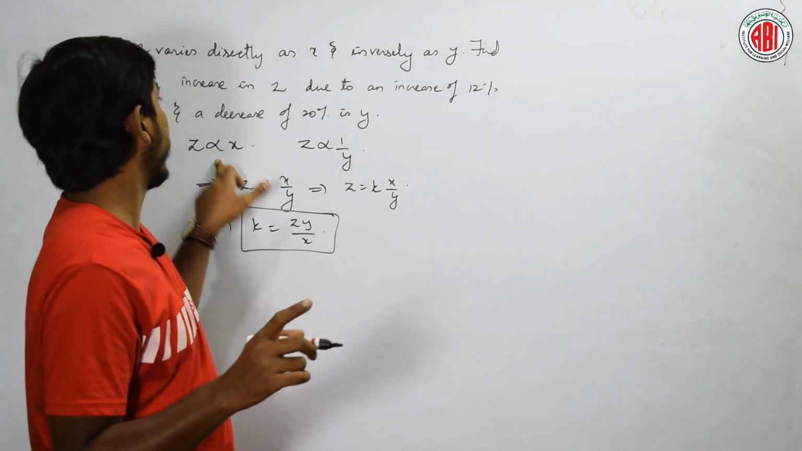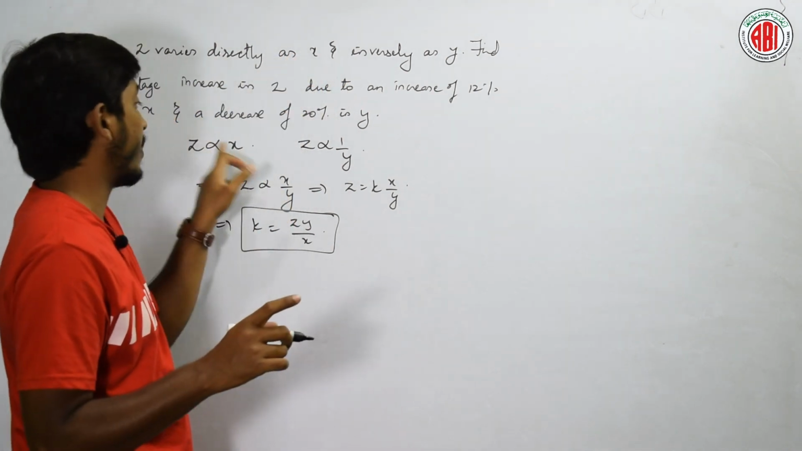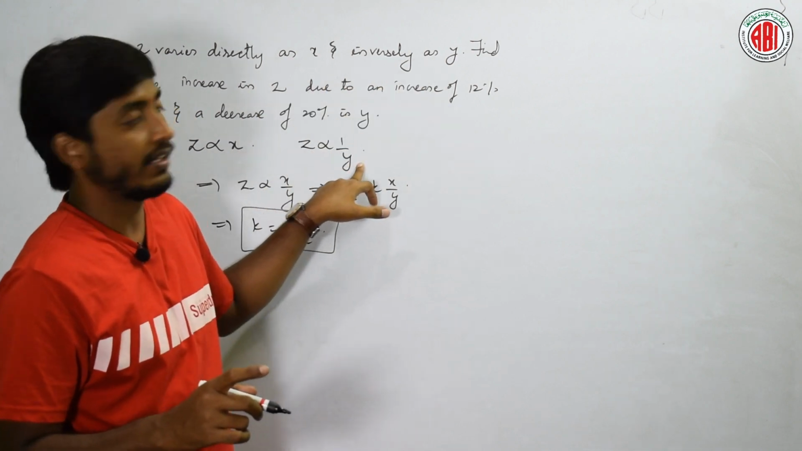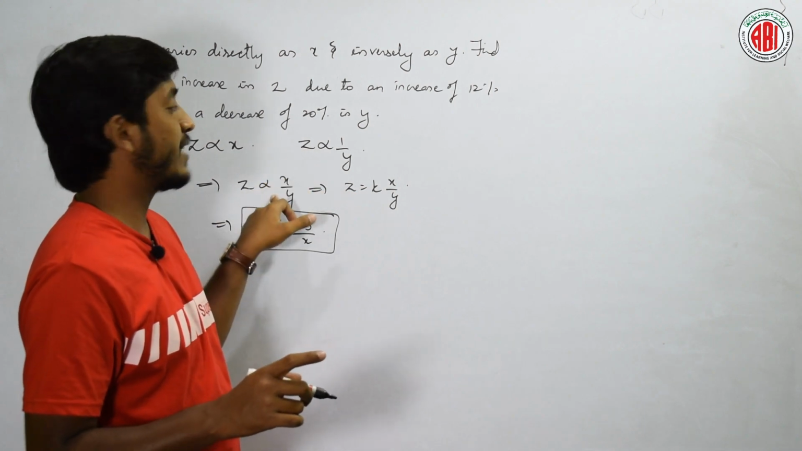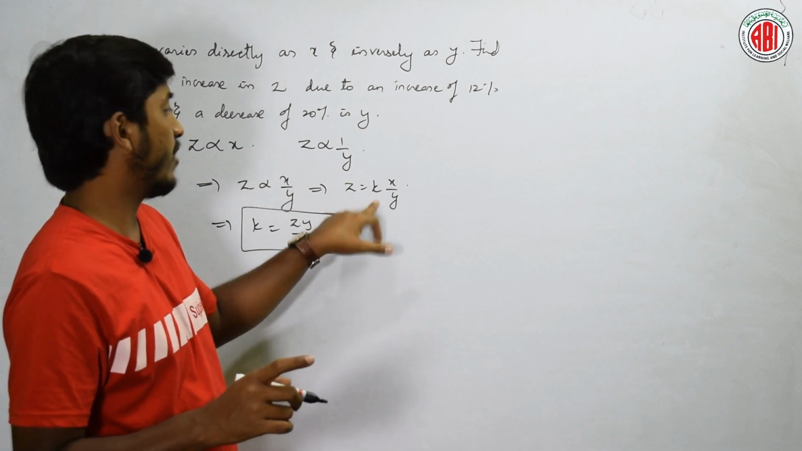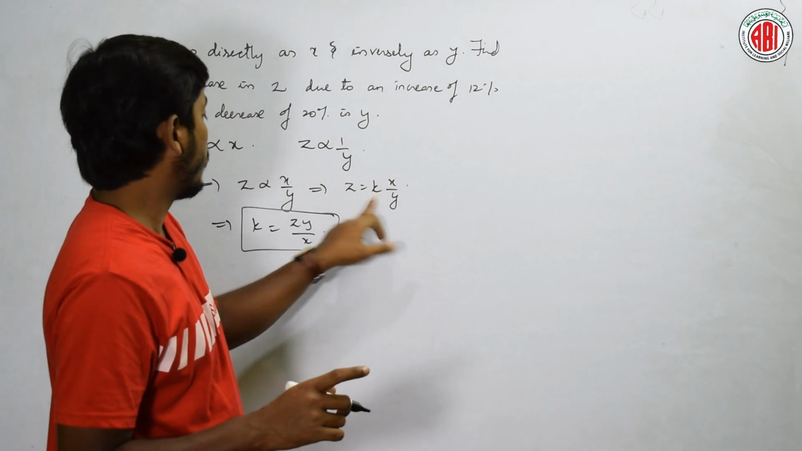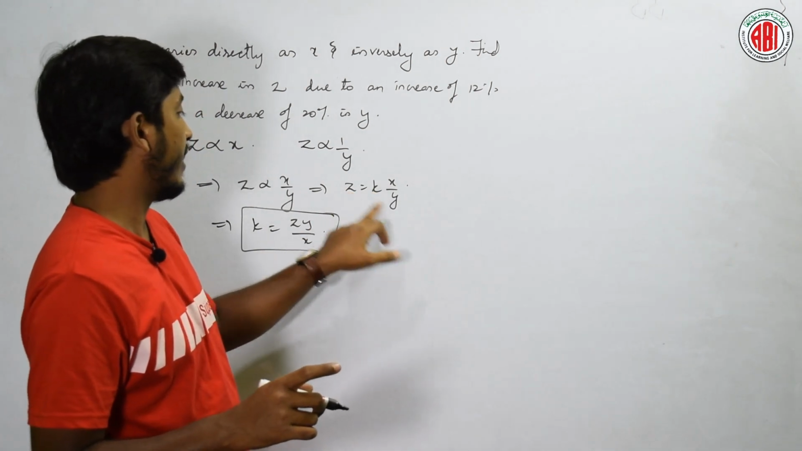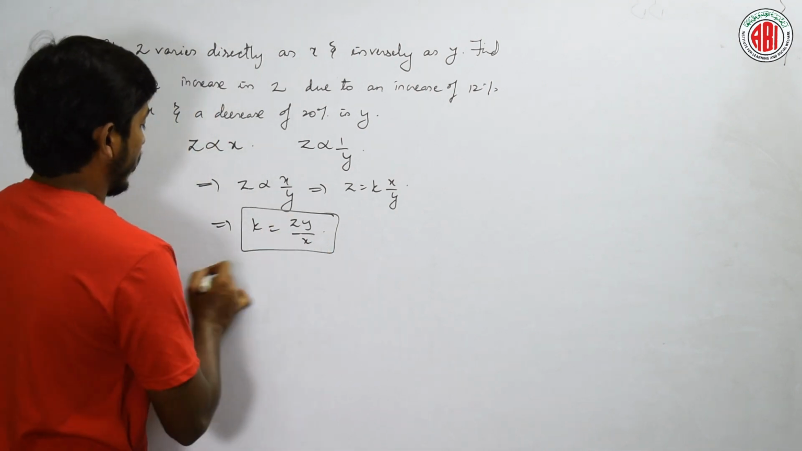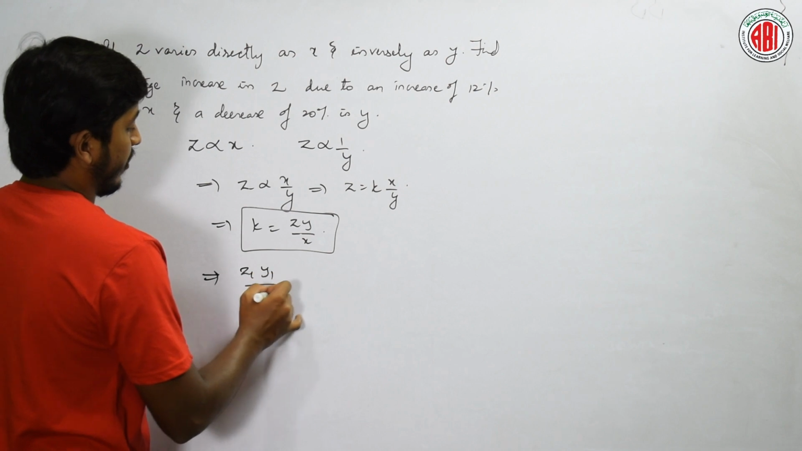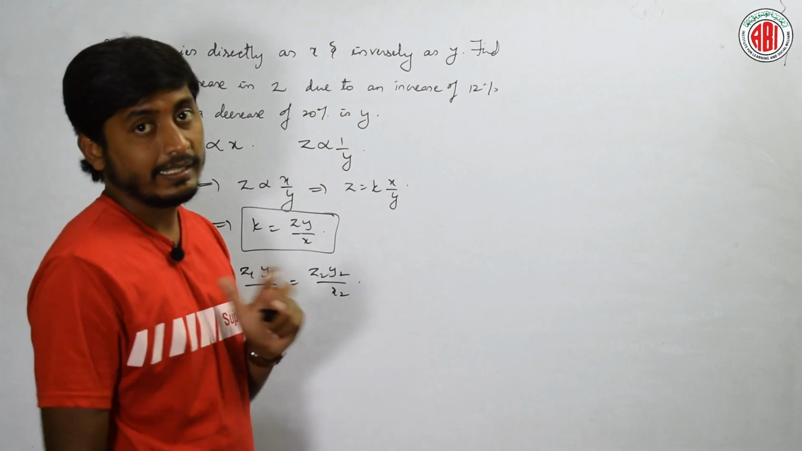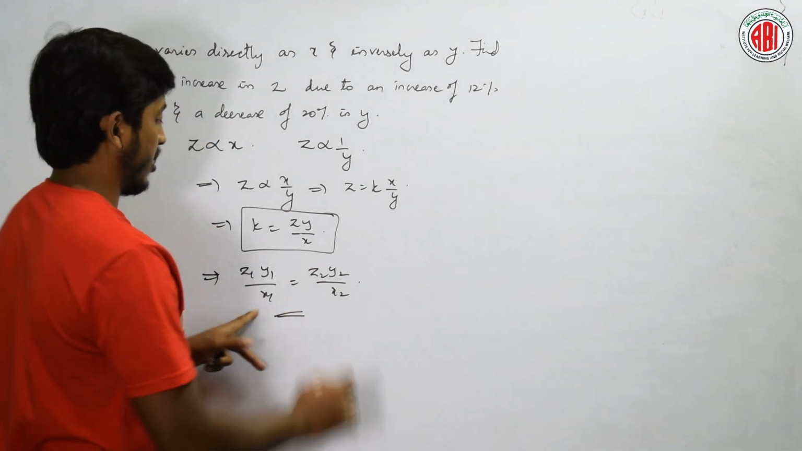Did you understand? Once again see here, z varies directly as x, therefore z is proportional to x, and inversely as y, that is z is inversely proportional to y. Combine both, z is proportional to x by y. Remove this proportionality, you will get constant k, that is z equal to kx by y. Now put k here, send the remaining that side, zy by x. Is it clear? Now if this is equal to constant, then we can write it as z1 y1 by x1 is equal to z2 y2 by x2. Right? Is it clear? This is the relation.